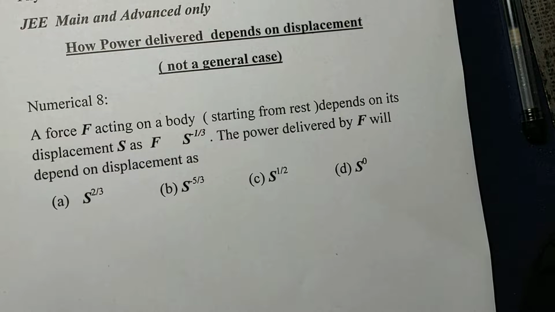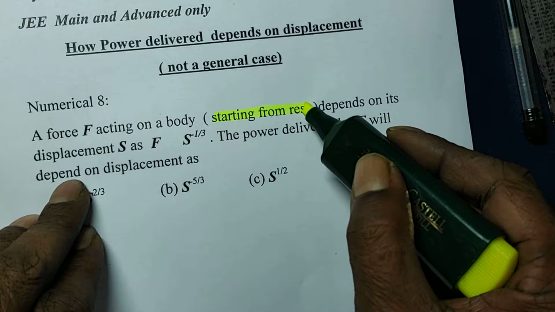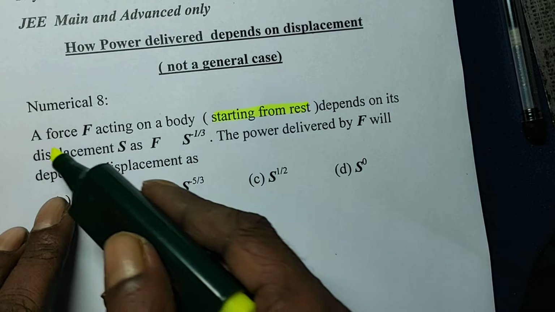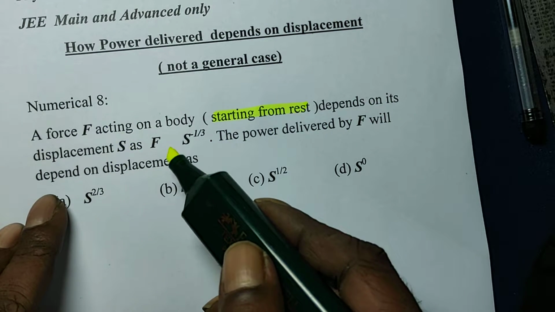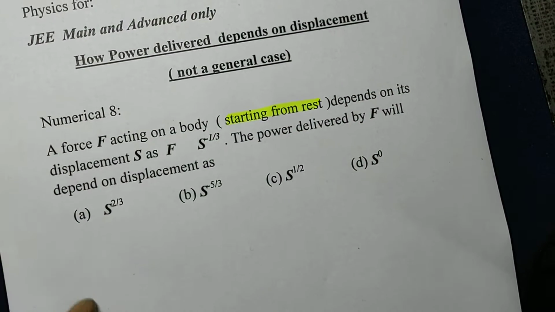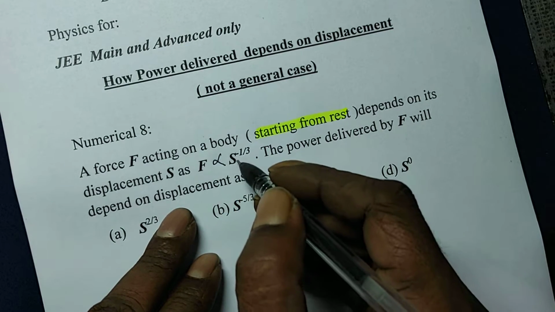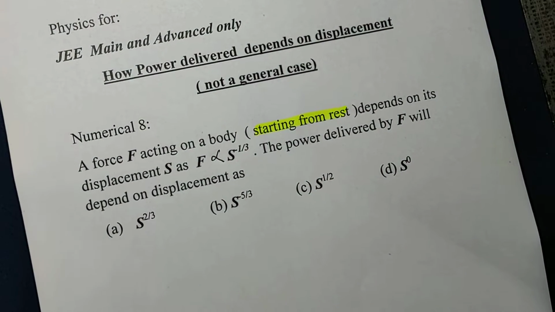So, there is a force F acting on a body starting from rest. How this is starting from rest, I will tell you while integrating certain expressions. A force F acting on a body depends on its displacement S, where F is proportional to S to the power minus 1 by 3, where F is the force, S is the displacement.